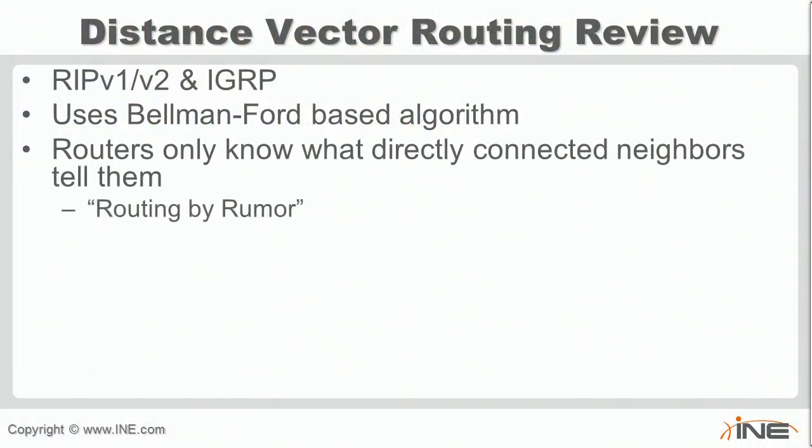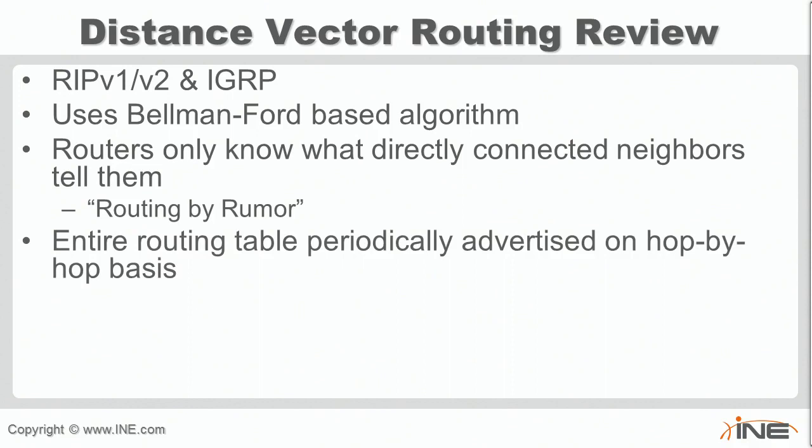Sometimes this is called routing by rumor, where whatever information I learn from you, I just have to assume is correct. I don't really know the details about what's going on from me to get there. Typically, the entire routing table is also periodically advertised. In the case of RIP, it sends the whole table every 30 seconds, which is a big scalability issue. If you had 10,000 routes in your network and you were using RIP, it has to broadcast 10,000 routes every 30 seconds, which is a big waste of processing. It's a big waste of bandwidth as well.